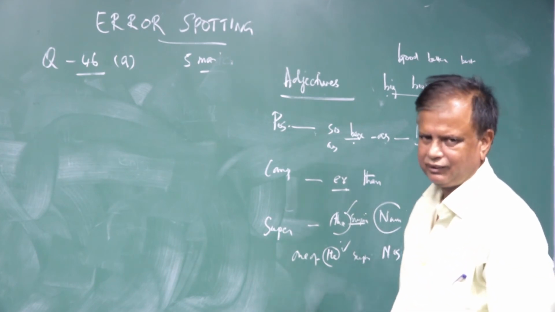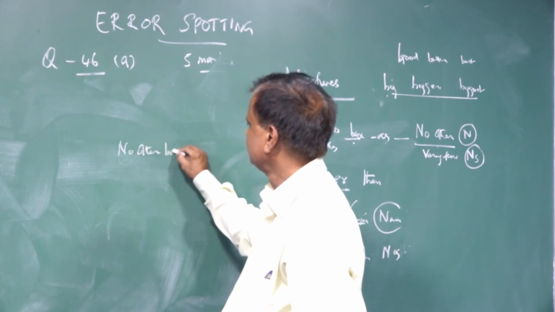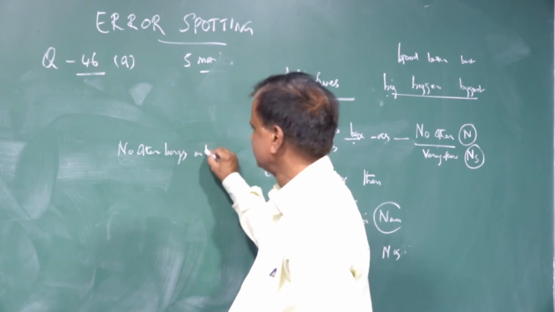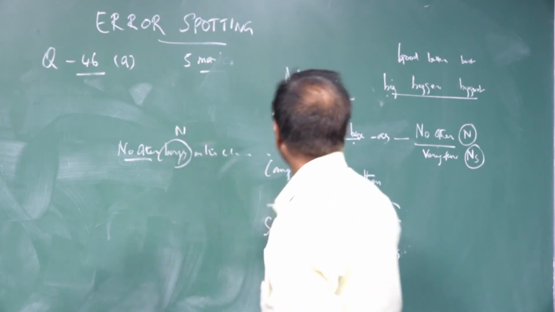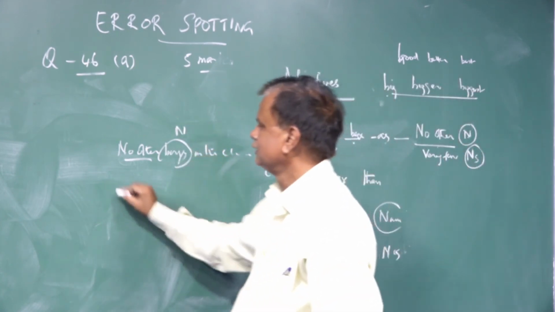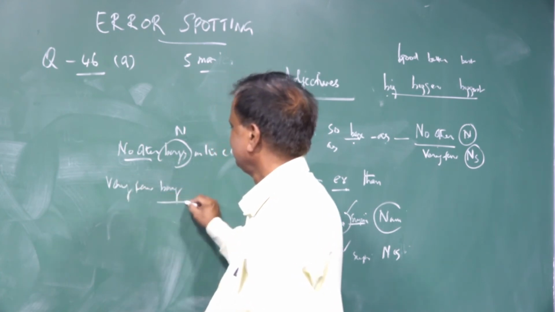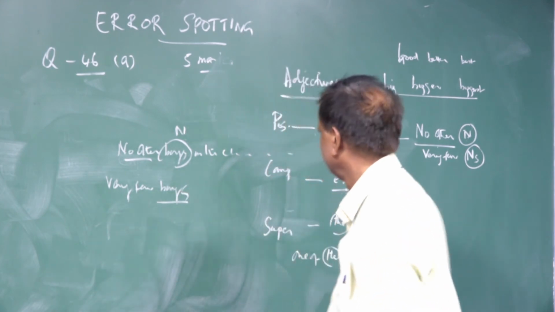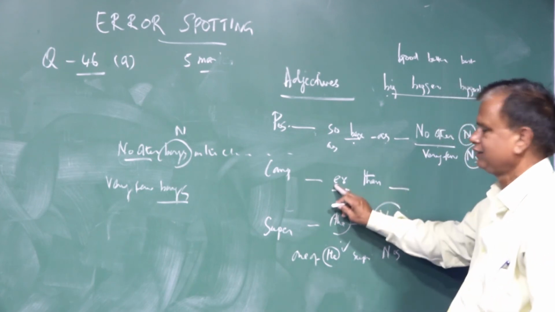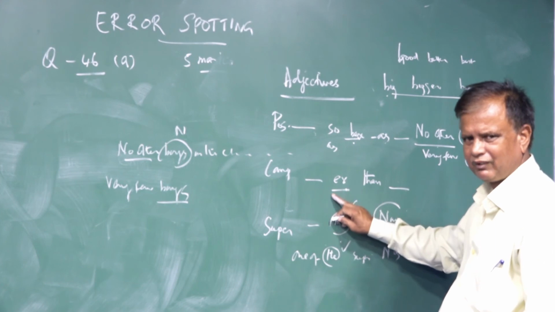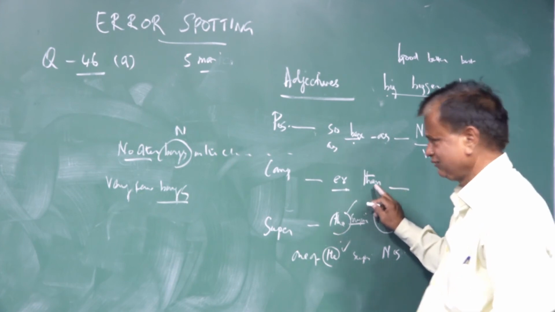The sentence, how they will trick you is, no other boys in the class. No other will have a noun. That is what I have written now. It should not be plural. Similarly, very few boys. It cannot be very few boy, it should be very few boys. In comparative degree, it is in the ER or the vocabulary form, whatever it is, then followed definitely by than. There is only one place where than will not come.